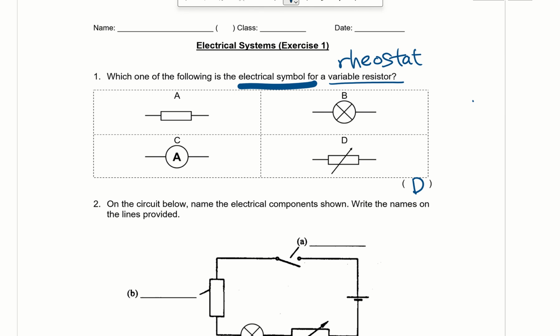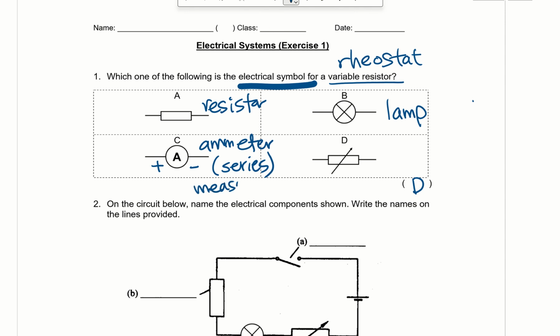So those of you who are actually going through this together with me, can you also write down what are the names of the other symbols? So this is ammeter. And bearing in mind ammeter, there's always plus and minus, and ammeter must be connected in series. Ammeter measures current.